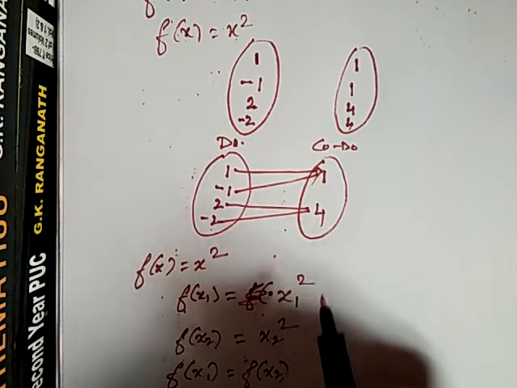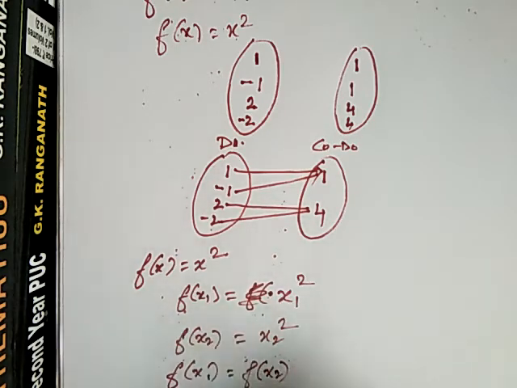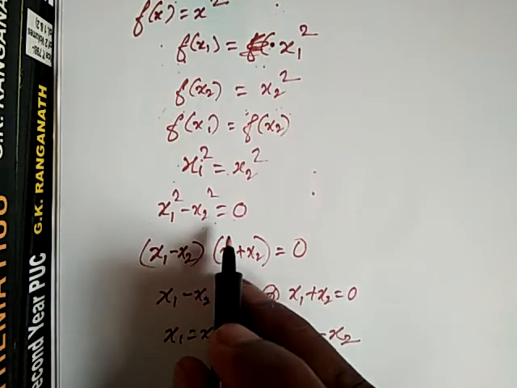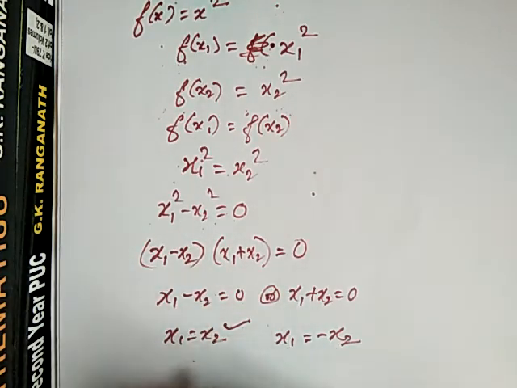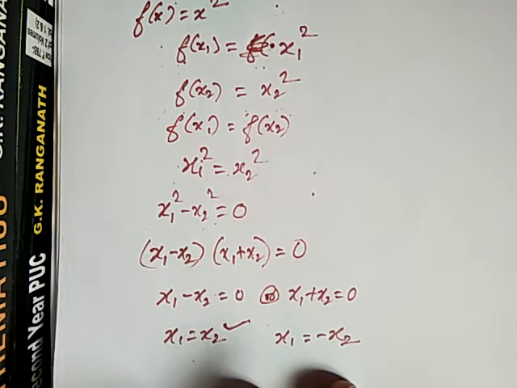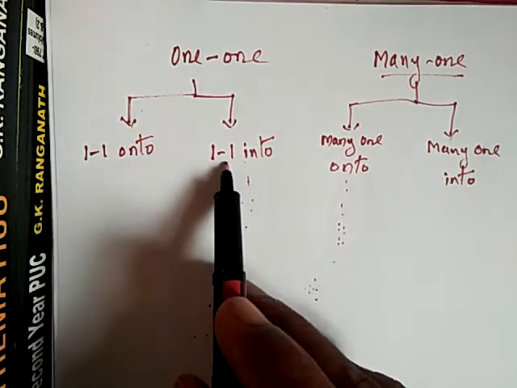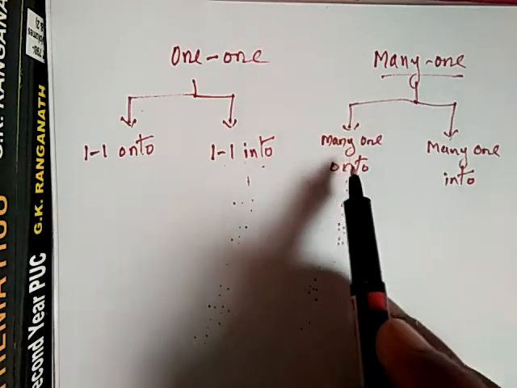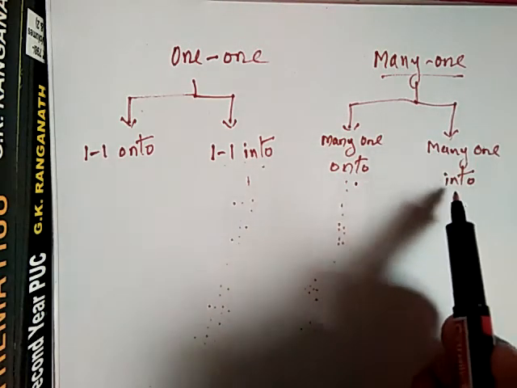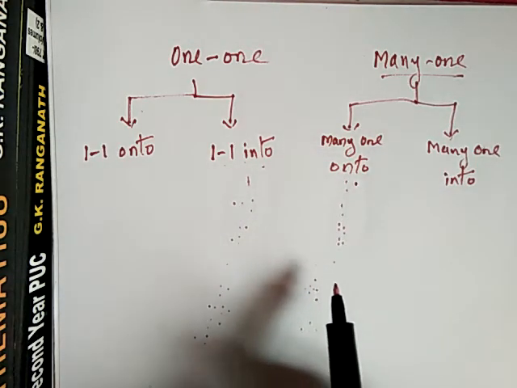Now I hope you got the idea. Here for x1 square minus x2 square, you got two solutions, so two elements are having only one image. Now we will have other types in one-one and many-one. In one-one there are again two types, one-one onto and one-one into. In many-one also, onto many-one and into many-one. We will see how we will prove them.